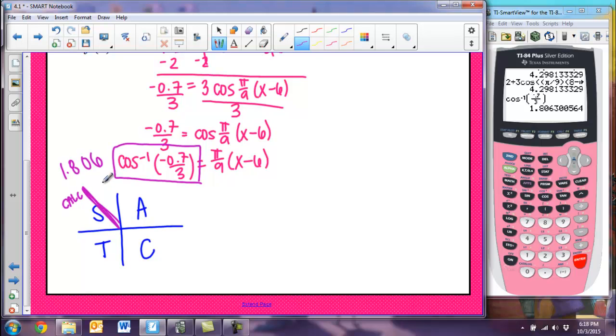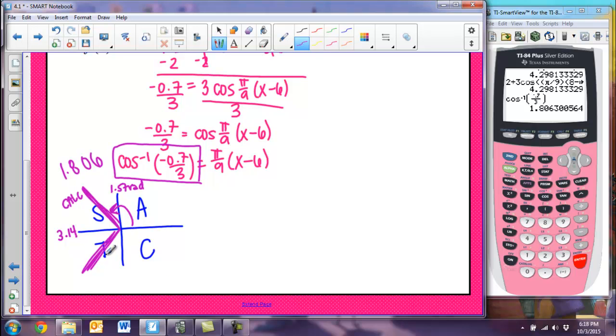If I'm looking for a general solution though, I have to find all the places where cosine is negative on my coordinate plane. So your calculator found 1.806, which makes sense because if this is pi radians, that's about 3.14, about halfway in between that would be 1.57 radians, and so that makes sense. Now the only thing is we're looking for the other place where cosine is negative. So cosine is positive up here, negative over here, negative here, positive here. So this is the value I'm looking for. I need to figure out what that angle is. So I have this angle, and now I need to figure out what that other angle is.